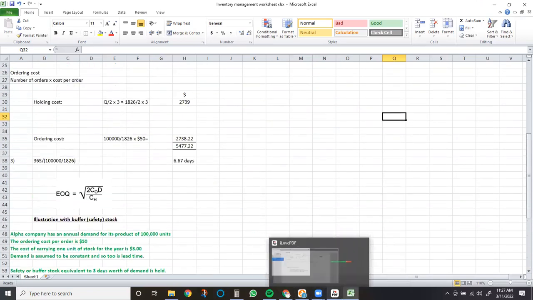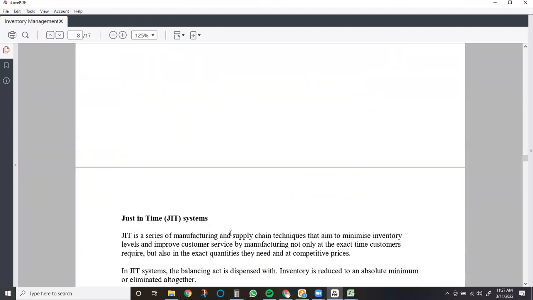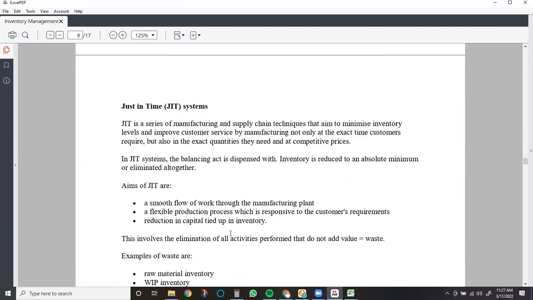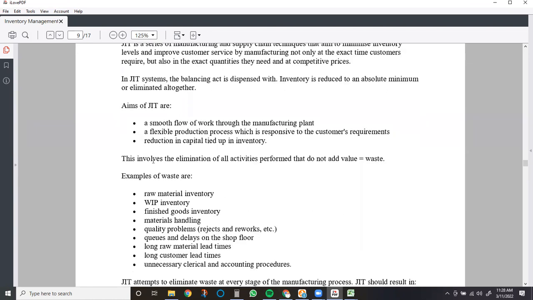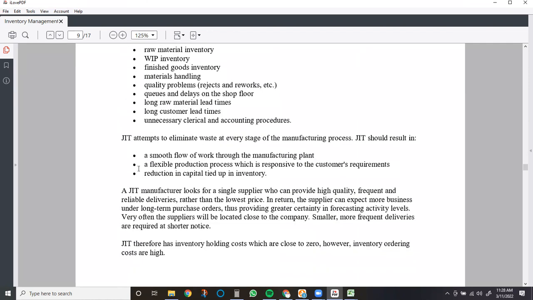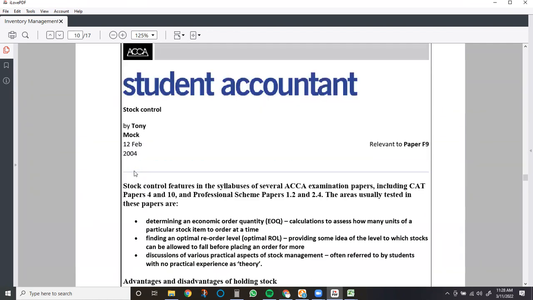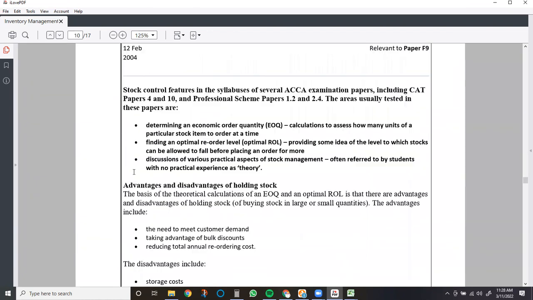So that would take care of the safety stock and the bulk buying discount scenarios, which would change things. Now, the handout then goes on to discuss the just-in-time systems, which I'll leave for you to read through. And then there's this wonderful article.